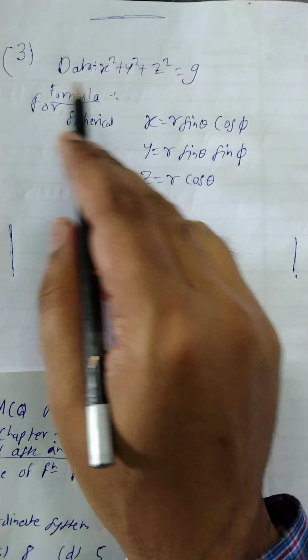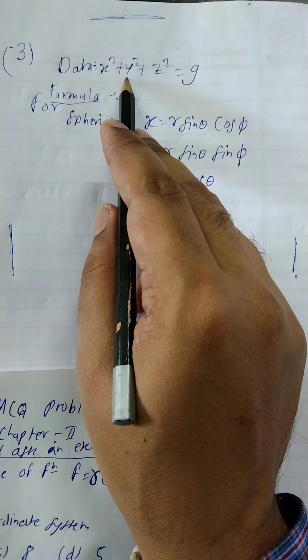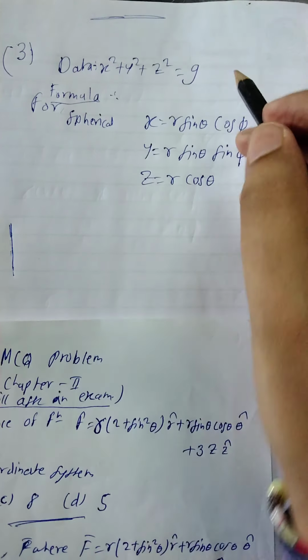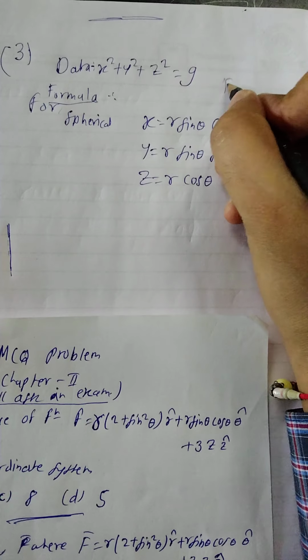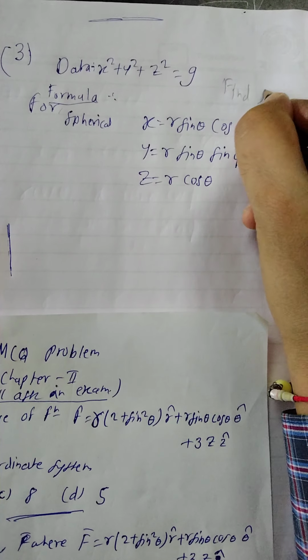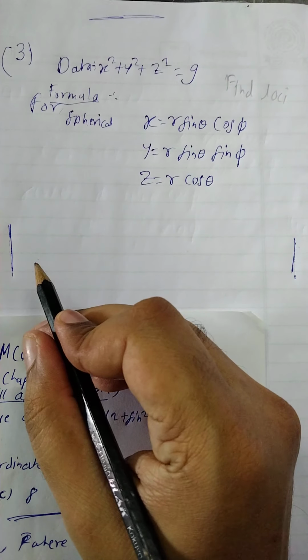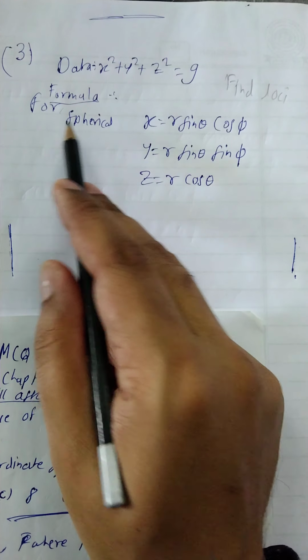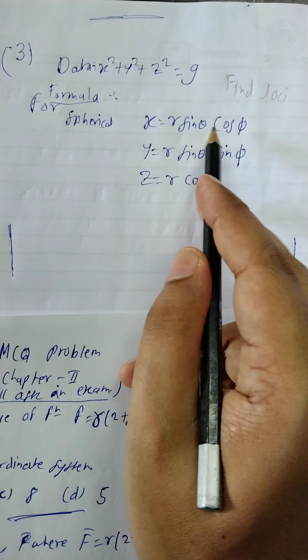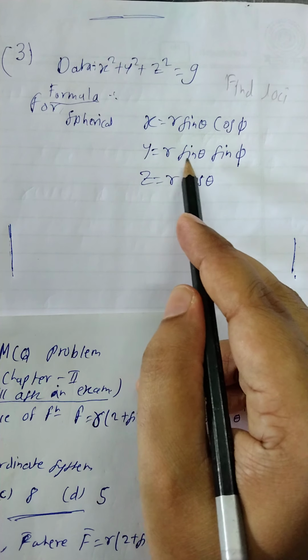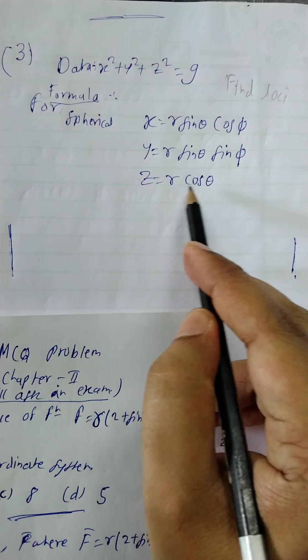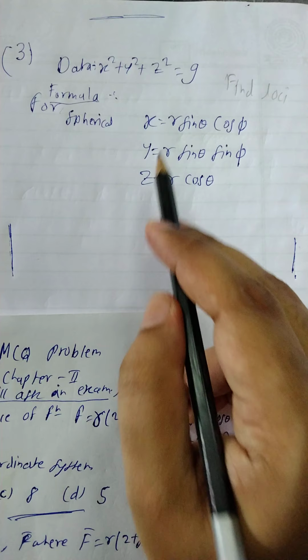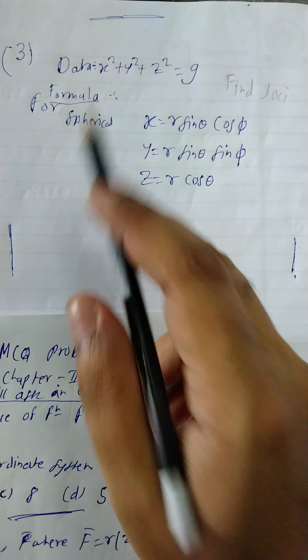So here, problem number 3, the data is x square plus y square plus z square is equal to 9. Find the loci. What is the condition of loci? Sets of points. For the spherical coordinate system, x is equal to r sin theta cos phi, y is equal to r sin theta sin phi, z is equal to r cos theta. We are going to put this x, y, z in the above equation.